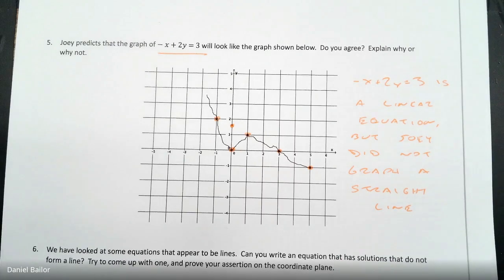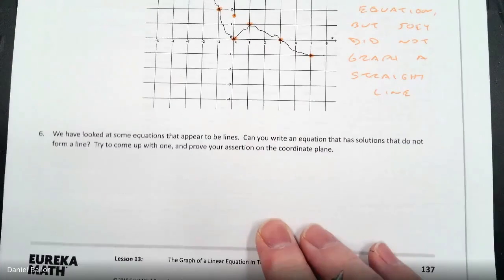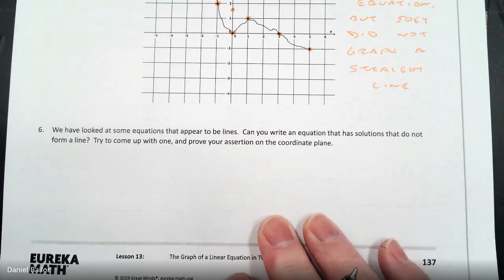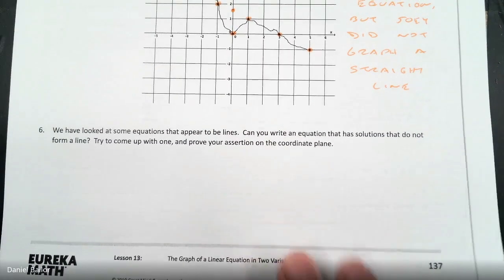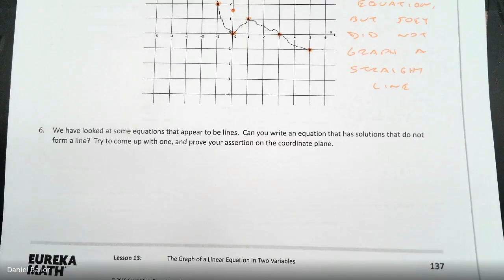Number 6 on your exercises is asking, can you write an equation with solutions that does not form a line? Well, think about it. Think about the beginning of Module 4 when we talked about linear equations. Remember, a linear equation needs an exponent that is 1 or 0. So what kind of equation will not be a straight line?